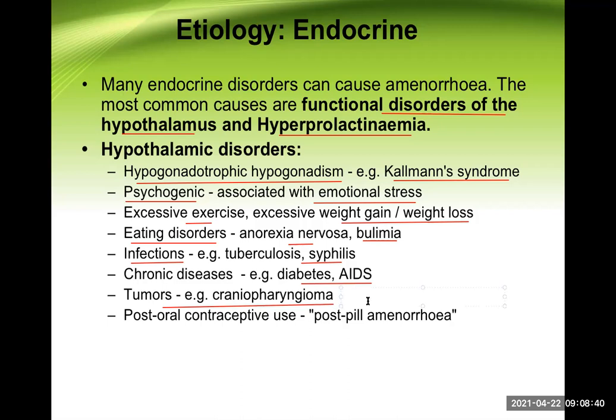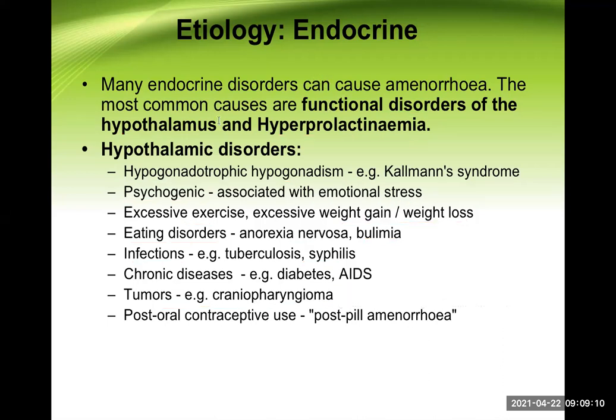Let me write that term for you because it is an important question in your future exam. Rathke's pouch means from Rathke's pouch, the anterior pituitary gland is developed. So if the remnant of Rathke's pouch still exists there, it may develop into a tumor. It's a benign tumor, which is known as craniopharyngioma. Post-oral contraceptive use, that means after the use of oral contraceptive, amenorrhea may develop. This is known as post-pill amenorrhea. So these are some of the endocrine causes. Okay, try to remember a few of them.